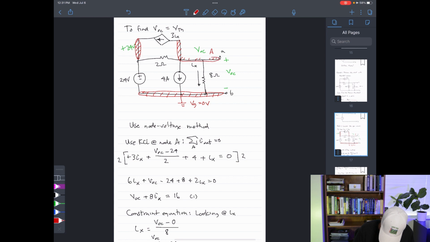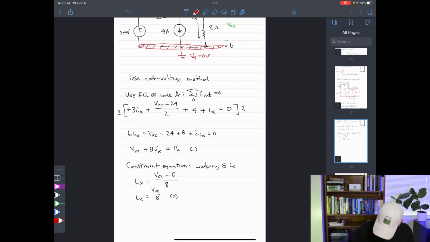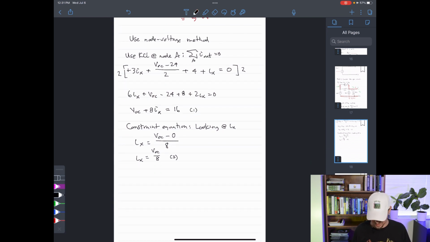Let me add in the portions here that had been erased. So I have a system of two equations and two unknowns. Now you can use your calculator to solve the system, but this is a very simple system to solve. So I'm going to go ahead and use equation 2, and I'm going to directly plug it into equation 1. Just directly plug it in.